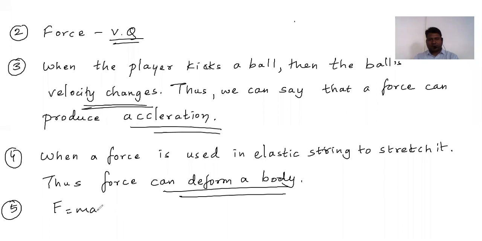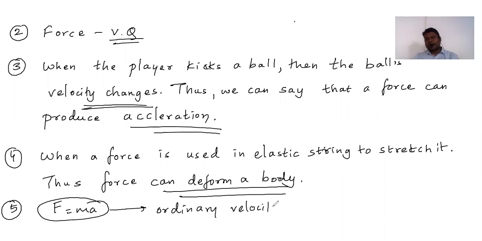Now, F is equal to ma will be applicable only to ordinary velocities, ordinary velocities of the bodies. Ordinary velocities in the sense, only to the macro bodies. मेरी बात समझने की कोशिश करो बच्चों.